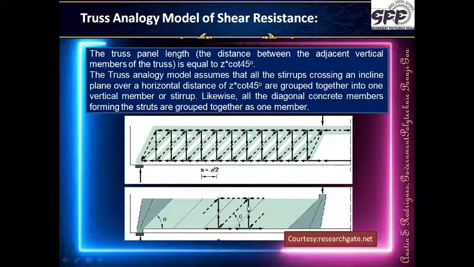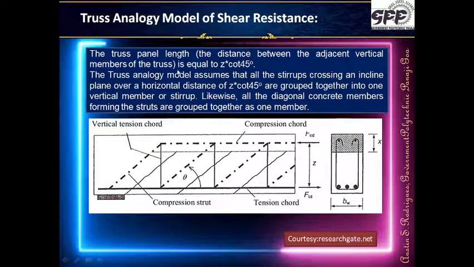So that's how we get this particular rectangle over here. One forming of these two, one of these two, and the diagonals are also grouped together to form this. That's the assumption which we make, and that's how we get the truss. The truss panel length, the distance between the adjacent vertical members of the truss, is equal to Z cot 45 degrees, or equal to Z.